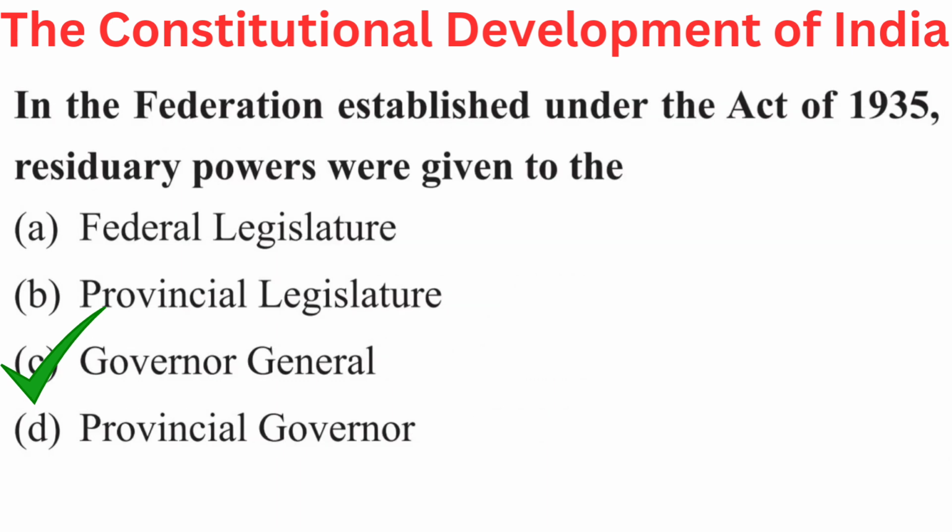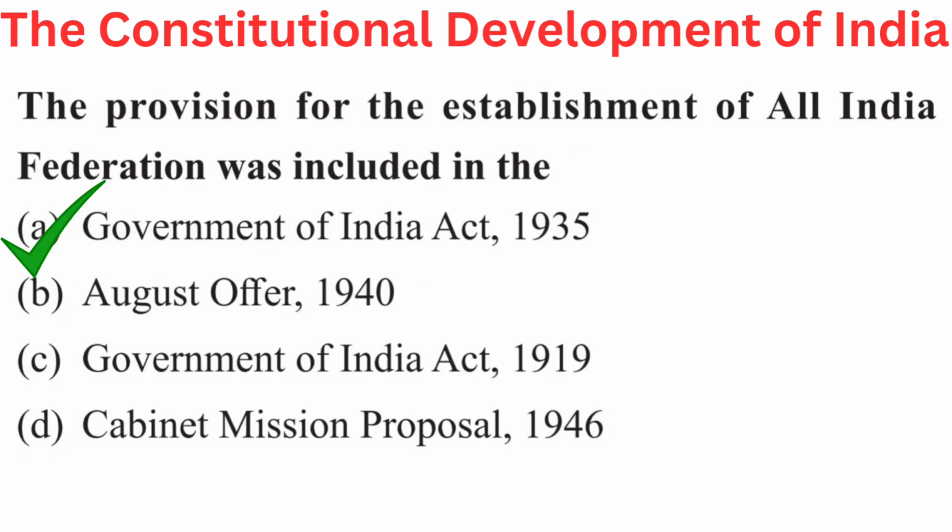The question is, in the federation established under the Act of 1935, statutory powers were given to the. Your options are A. Federal Legislature, B. Provincial Legislature, C. Governor General, or D. Provincial Governor. Right answer is C. Governor General. Your question is, the provision for the establishment of All India Federation was included in the.